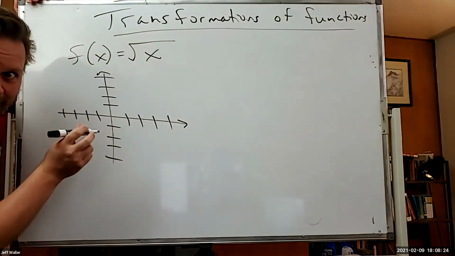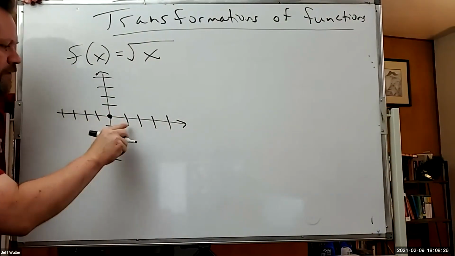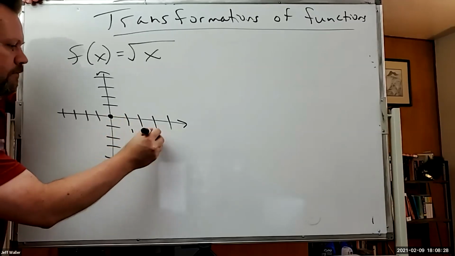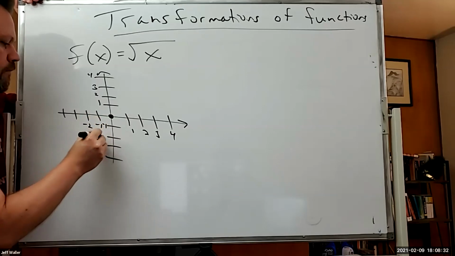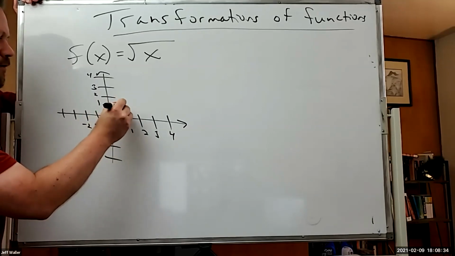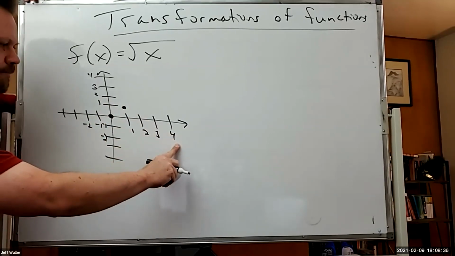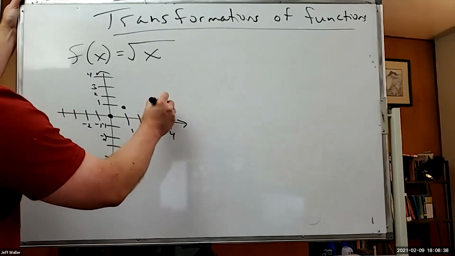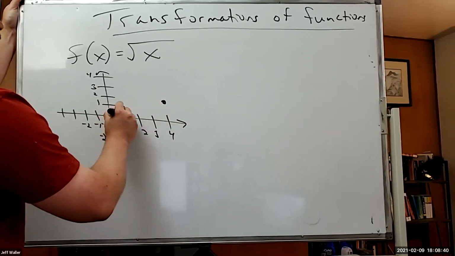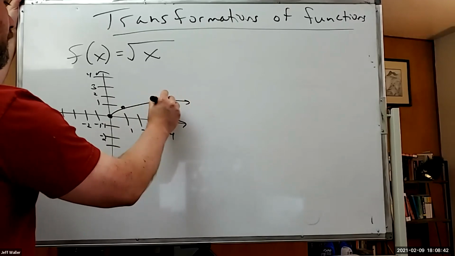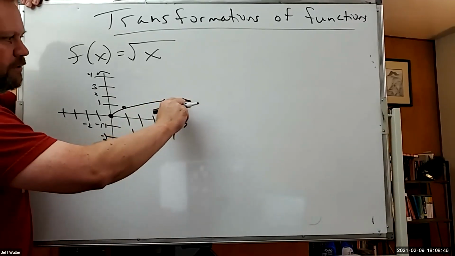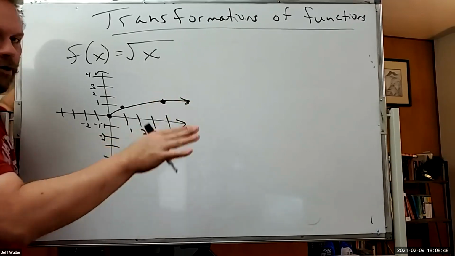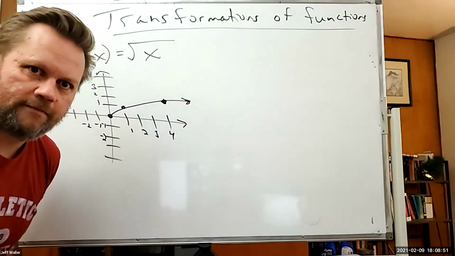What's the square root of 0? 0. What's the square root of 1? 1. And what's the square root of 4? 2. All right, so that's good enough for the basic idea of the square root function, right? So that's always increasing. It's just the rate of increase is slowing down. Does that make sense?